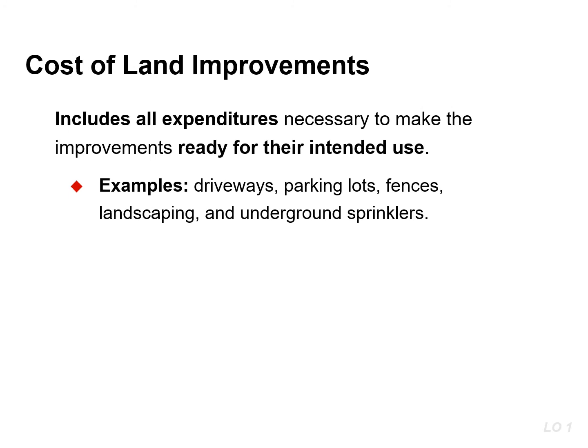Land improvements are structural additions with limited lives that are made to land, such as driveways, parking lots, fences, landscaping, and underground sprinklers. The cost of land improvements includes all expenditures necessary to make the improvements ready for their intended use. For example, the cost of a parking lot includes the amount paid for paving, fencing, and lighting. The company would debit the total of all these costs to land improvements.